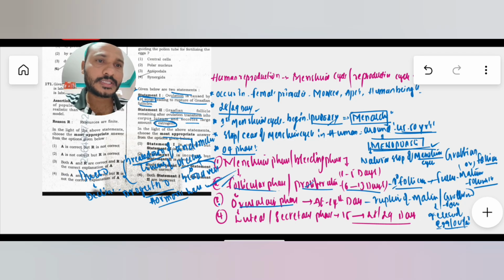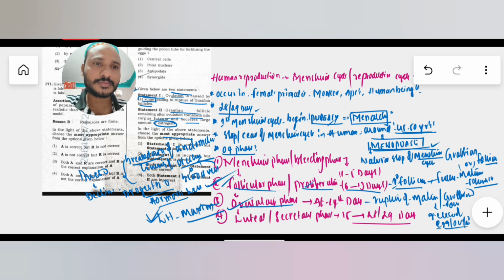What happens at this stage? Due to the anterior pituitary hormone, LH reaches its maximum. When there is maximum LH hormone, this fully matured Graafian follicle ruptures and there is a release of the egg. This process is called the ovulation phase or ovulation process. So in ovulation, the egg is released by rupturing of the Graafian follicle in the presence of LH hormone.